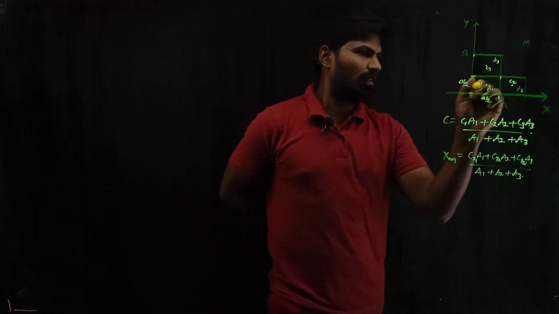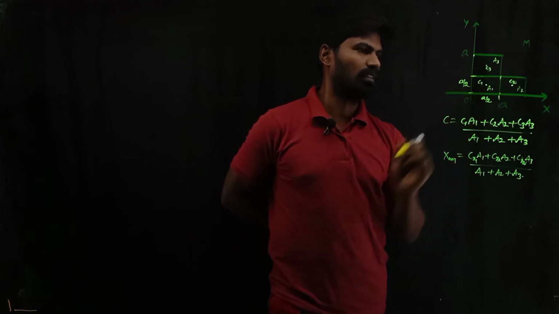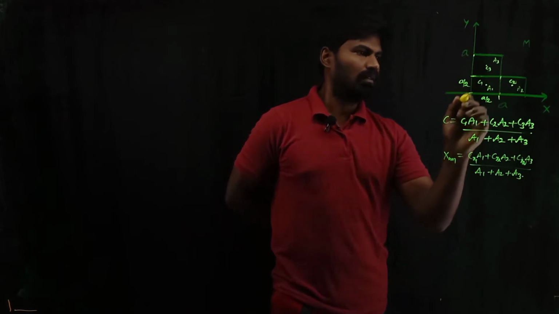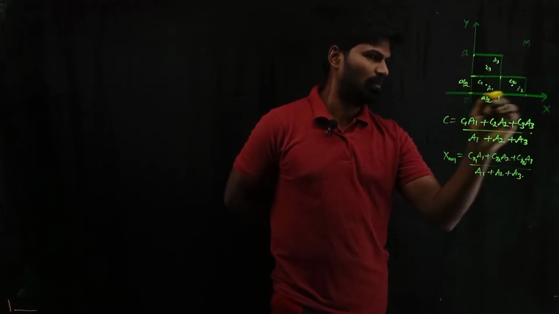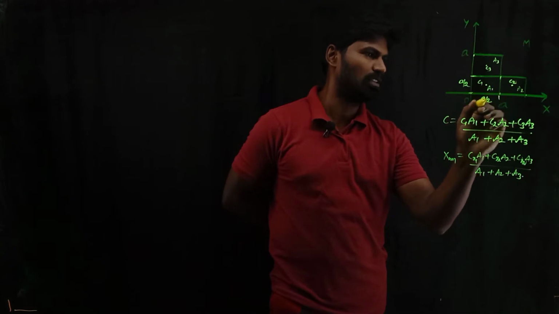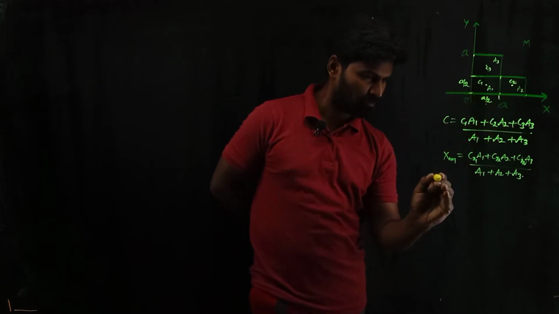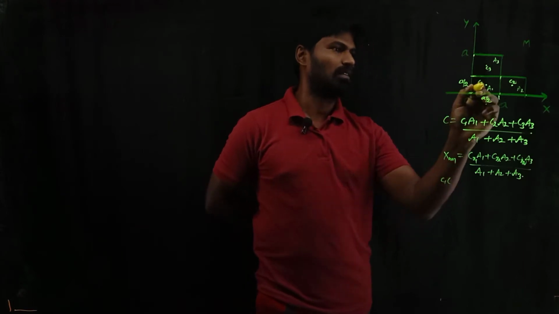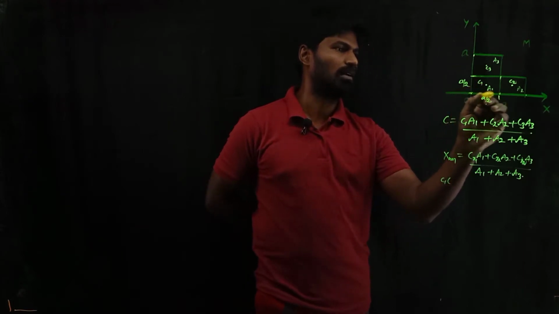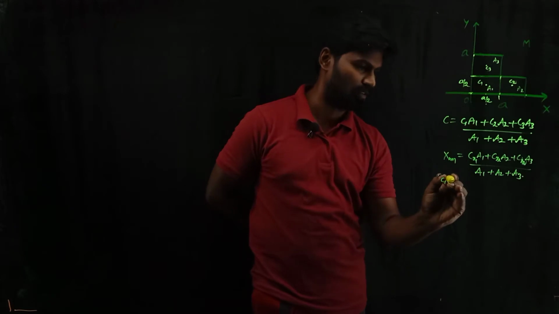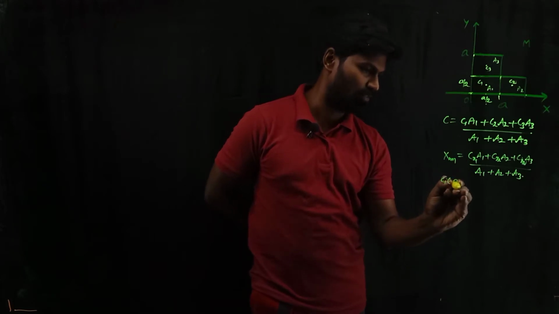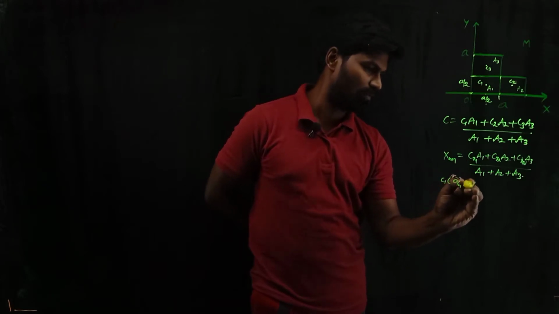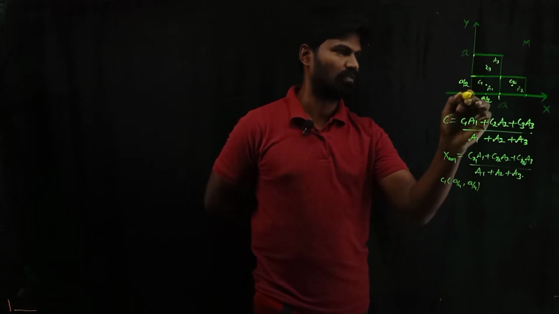From geometry, the distance from here to here is A. Distance from here to here is A. That means the distance from here to here will be A by 2. So first I am finding the location of C1. What are the coordinates of C1? The distance from here to here is A by 2. Half of the distance is A by 4. The x coordinate is A by 4 and the y coordinate also A by 4, because the distance from here to here is A by 2.